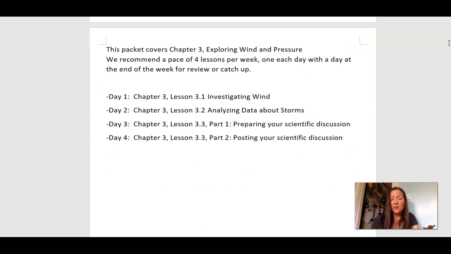So we're going to investigate wind, analyze some data, and then we're going to prepare a scientific discussion, and we're going to post that scientific discussion on Schoology and respond to what other people have written. Since we can't be in the classroom to do a seminar, we're going to do this online. If you don't have access to Schoology online, you can talk to your family or sibling or pet or stuffed animal. Like we can talk to Ruby here. You can find your own stuffed animal to have your discussion with so you can share your thinking.